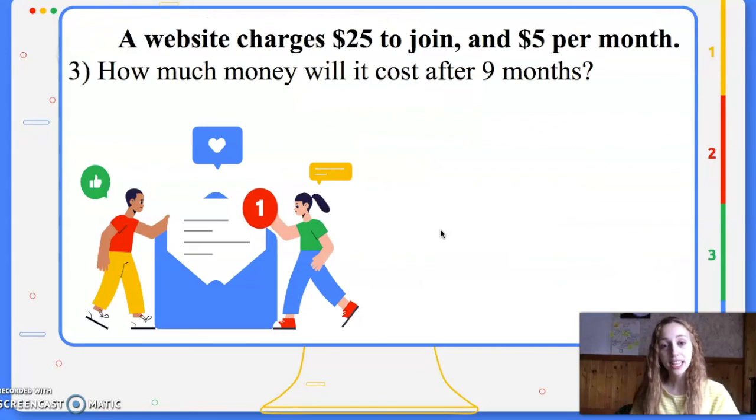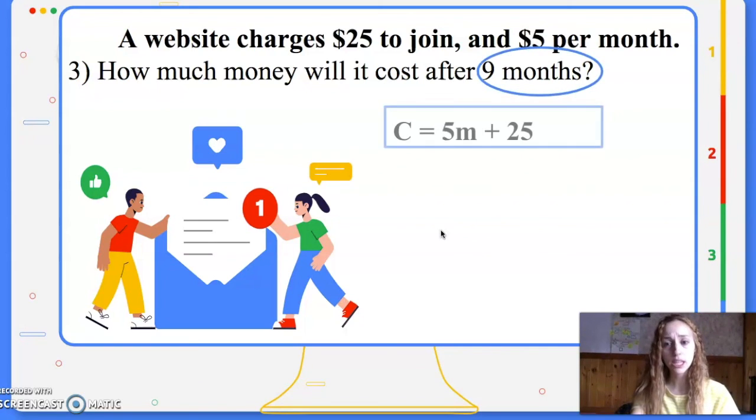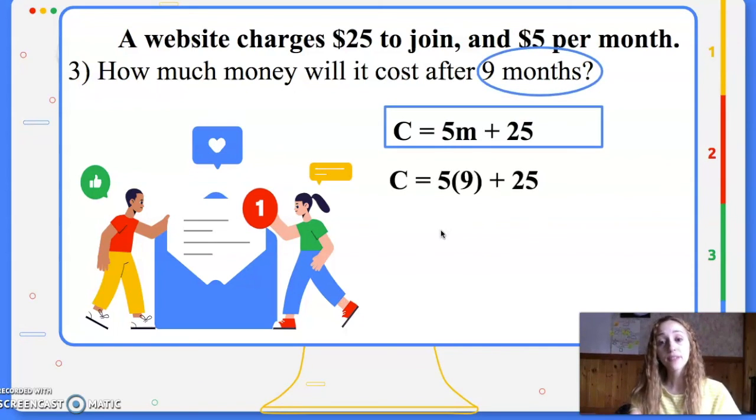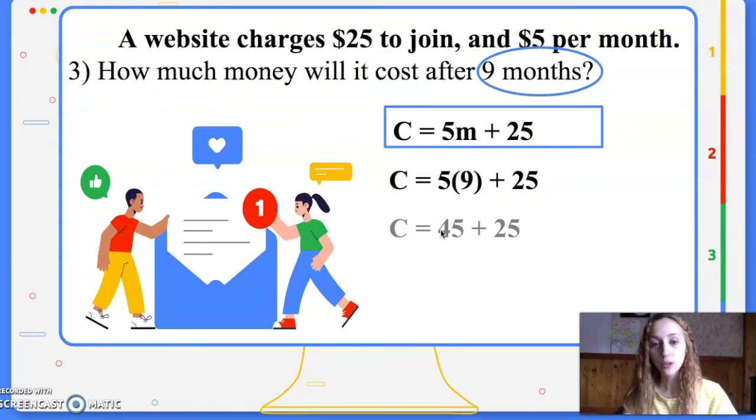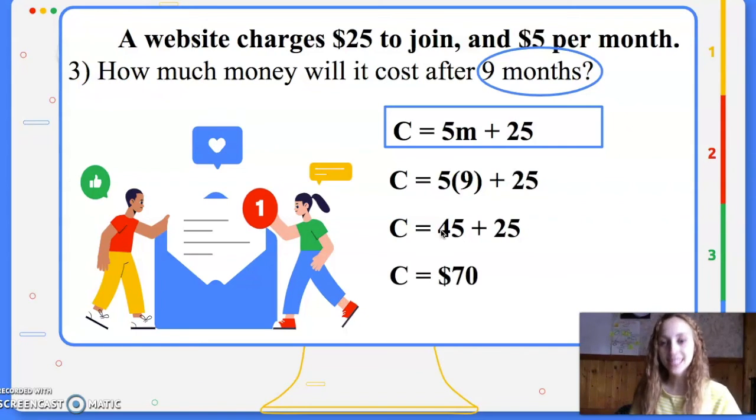And finally, how much money will it cost after 9 months? Well, if I use my equation, 9 months is going to be the M, 5 times 9. And I know 5 times 9 is 45, plus $25 that it costs to join is $70 total. So it will cost me $70 to be part of this gym, of this website for online exercise for 9 months.